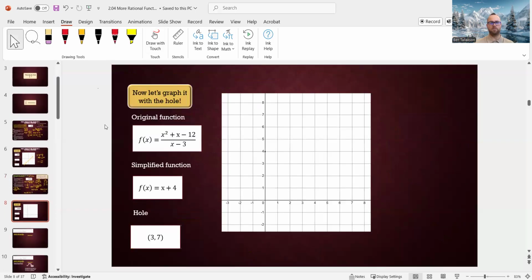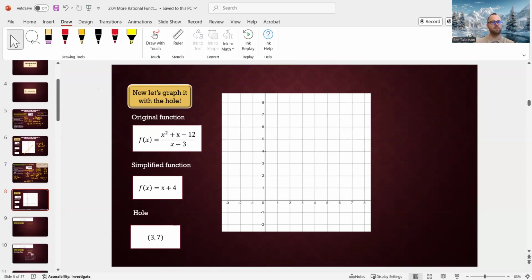Time to graph. Can you do it? I think you can. Okay, let's see how you did. 3, 7 is the hole. Again, slope of 1 over 1, but what's the y-intercept? It's right there at 4. 2 points is all you need to draw a line. So if you're not an expert at slope, as long as you have your y-intercept and your hole, you can connect those dots and you'll have your line. Beautiful.